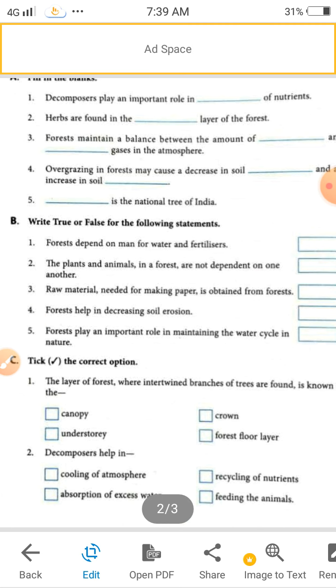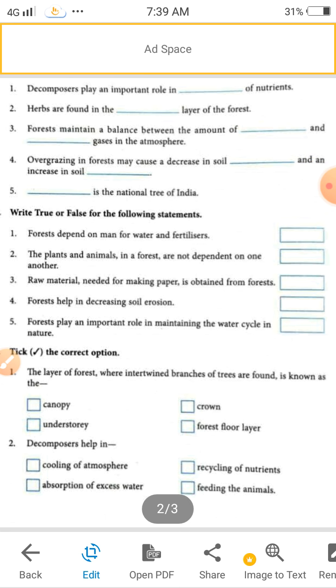Next is true or false. First question: forests depend on man for water and fertilizers. It is totally wrong. False. This is false because the forest exists as an independent unit and it does not need any water, nutrients or food from man. It can exist on its own. Second: plants and animals in a forest do not depend on one another. This is also false because the plants and animals present in a forest are dependent on each other.